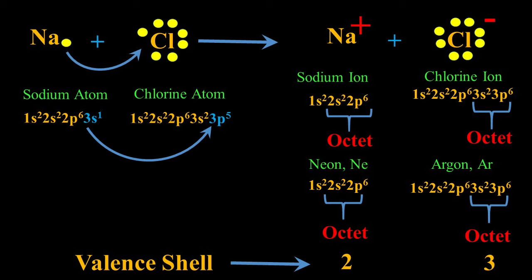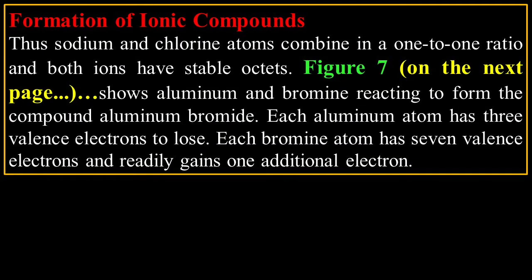For sodium, it'll be neon, or the second shell, and for chlorine, it'll be argon, or the third shell. So that's the main idea, achieving the valence structure of the noble gases. Thus, sodium and chlorine atoms combine in a 1-to-1 ratio, and both ions have stable octets.